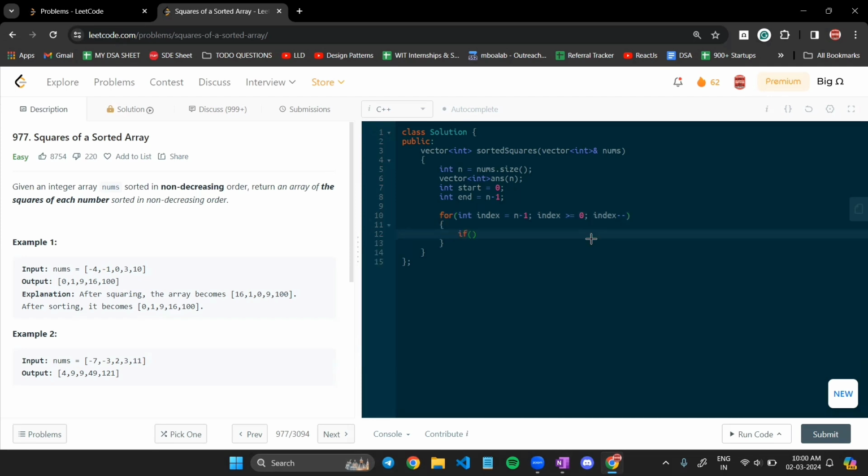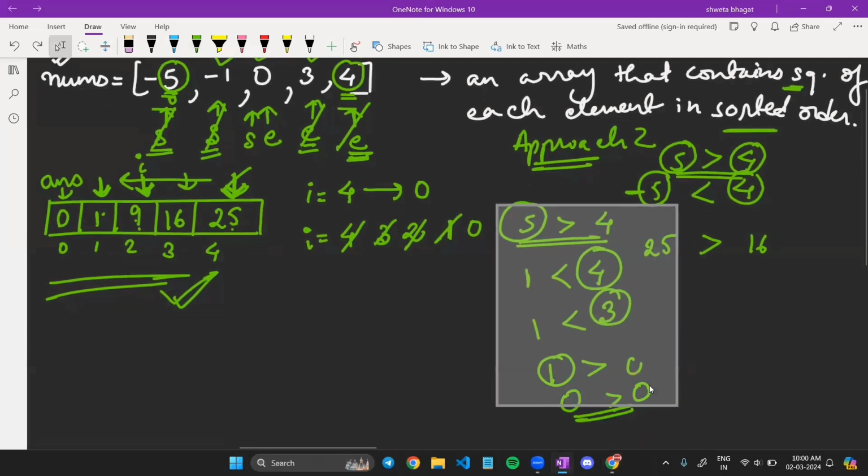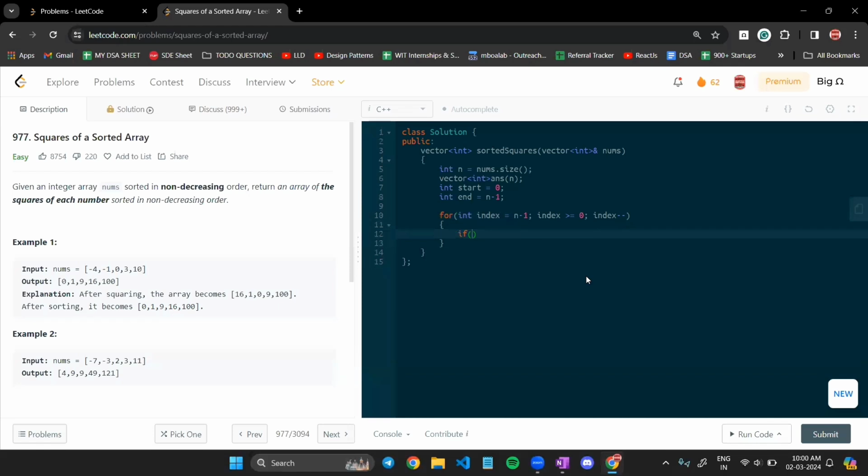And what we will check? We'll check the absolute value, right? Here what we were doing, we were checking the absolute value. So we'll check if absolute value of nums of start is greater than absolute value of nums of end. In that case, what we will do? We'll set answer of index as nums of start into nums of start. Correct? Why? Because the absolute value of start is greater, right? So obviously its square would be greater than the square of nums of end. So that's the reason why we are populating answer of index as the square of nums of start. And since the value at start was greater, we'll increment the start pointer.